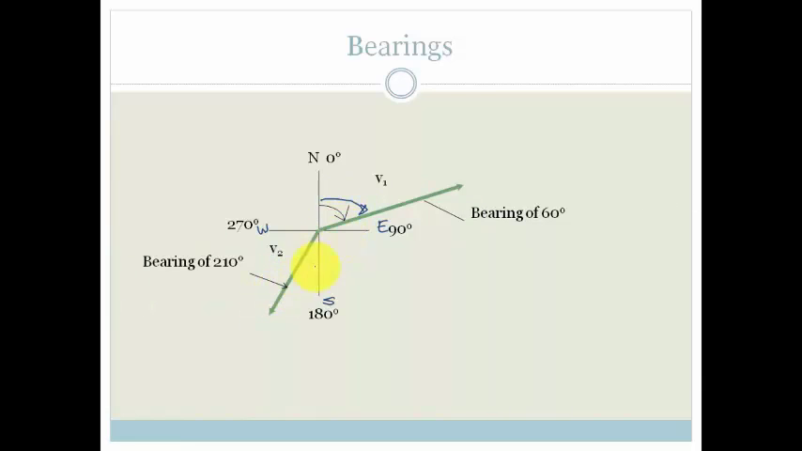Whereas here with V2, we are saying that it is on a bearing of 210 degrees. In other words, it's actually 30 degrees west of south, but from north going all the way around, it is 210. How do we get that? That's 0, 90, 180 plus 30, that's 210 degrees. So it's always taken from north.